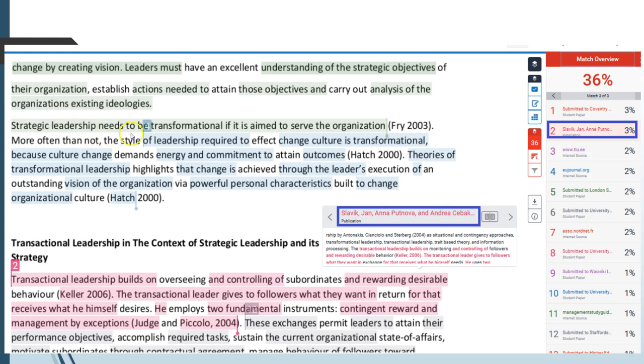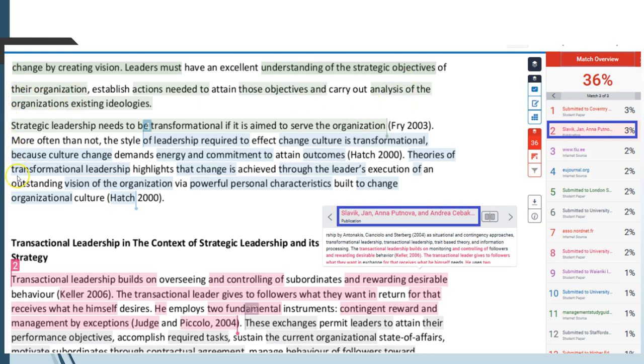Look at this sentence now. It's just been lifted and dropped, and then Fry 2003 added as the citation. If you're going to put something like this, then it should be quoted, because you've taken it verbatim, copied and pasted. And it's not good practice to quote too many things. It's best for you to read, digest it, and rewrite in your own words. So this is not good practice.